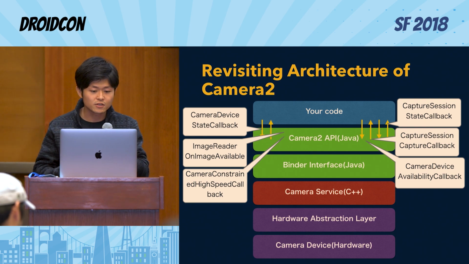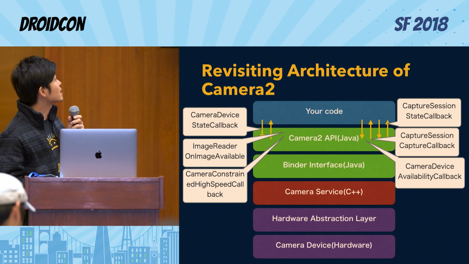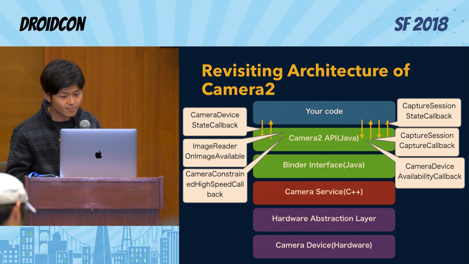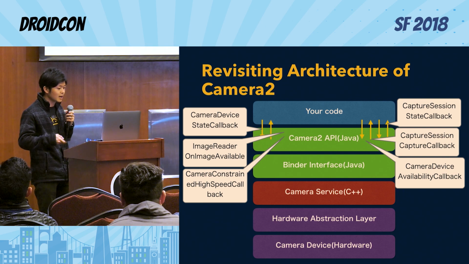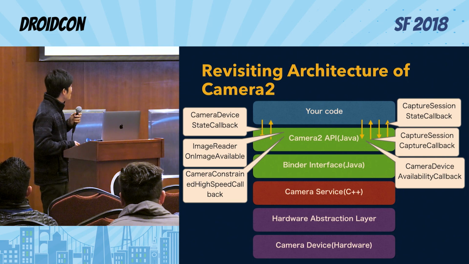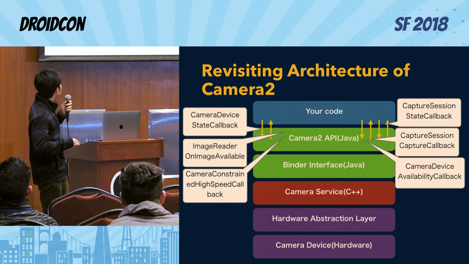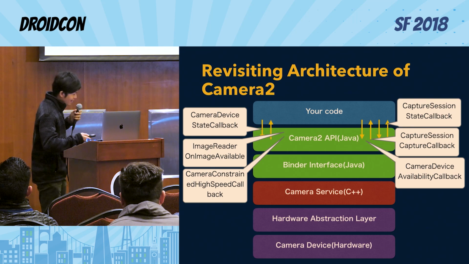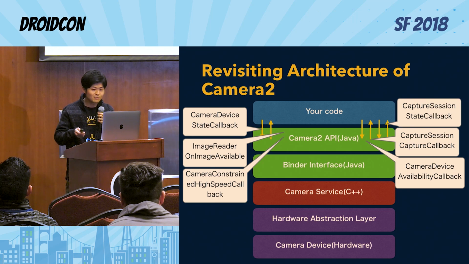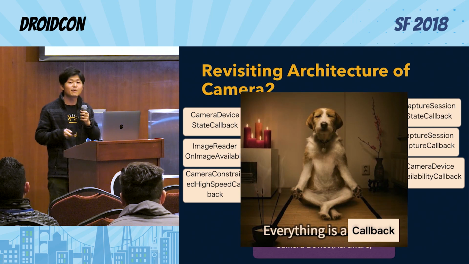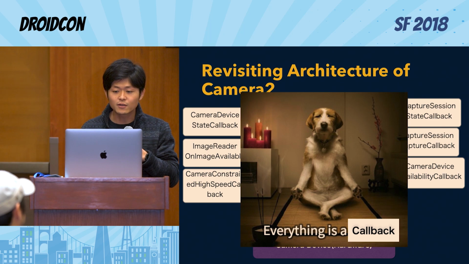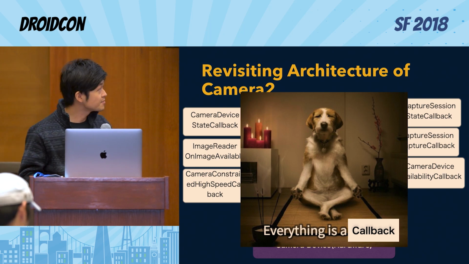For example, before you start the camera device, you need to check the camera device state callback. When you take the preview or the picture, you need to look into the camera session capture callback. Or let's say you want to take high-speed video, then you have to look into the camera constrained high-speed callback. So that was pretty long, but in fact, knowing how each callback interacts with Camera2 is quite important to understand how Camera2 works.